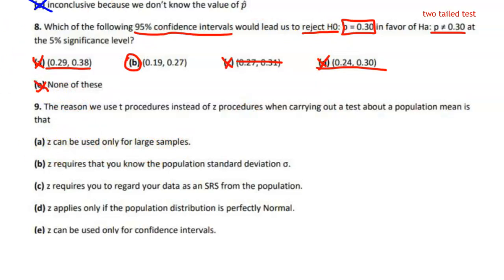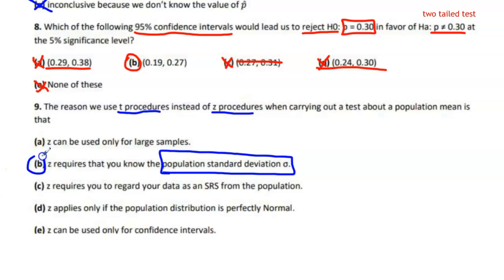All right, moving on to question number 9. In question 9, the reason we use T procedures instead of Z procedures when carrying out a test about population means is, if you remember from our discussion in class, the only restriction that prevents us from using Z, the thing that makes us use T, is that we don't know the population standard deviation. As soon as we don't know the population standard deviation, which is sigma, we have to use T. So that is the correct answer. That's essentially the textbook reason why we use T procedures instead of Z procedures.